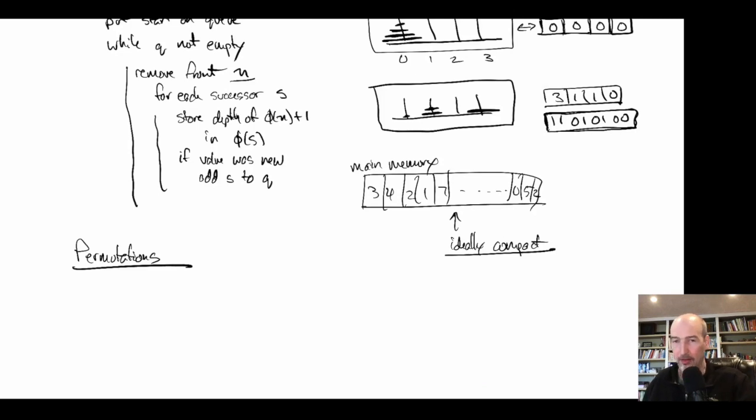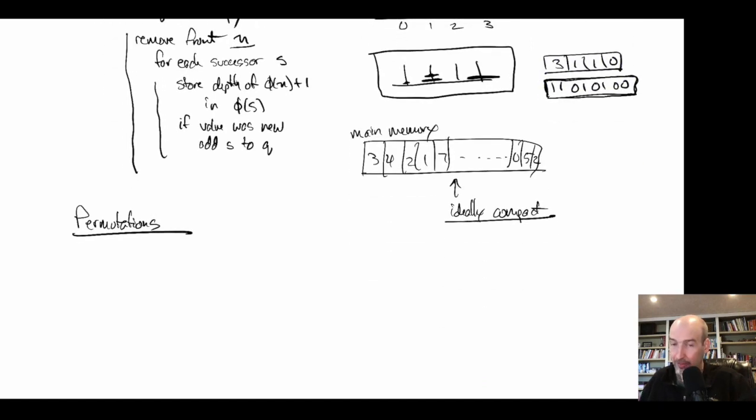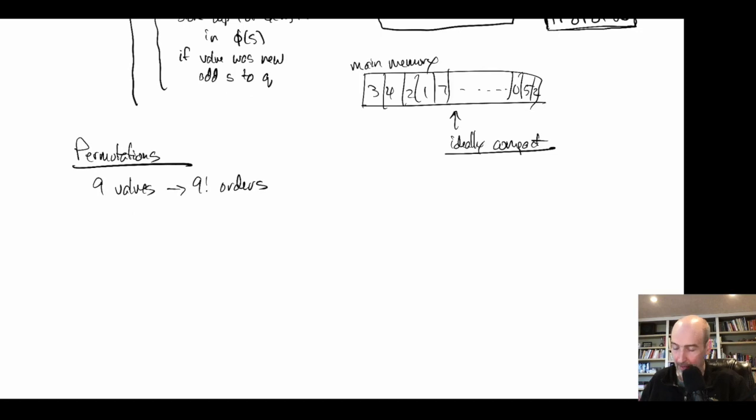And so what we can think about here is, if we look at what's going on in this example, we're basically allocating a fixed number of bits for every entry. If we think about a sliding tile puzzle, if I have 9 values, then that means there are 9 factorial orders. Maybe I have 7, 4, 1, 5, 3, 0, 6, 2, 8. So I just have some random ordering here.